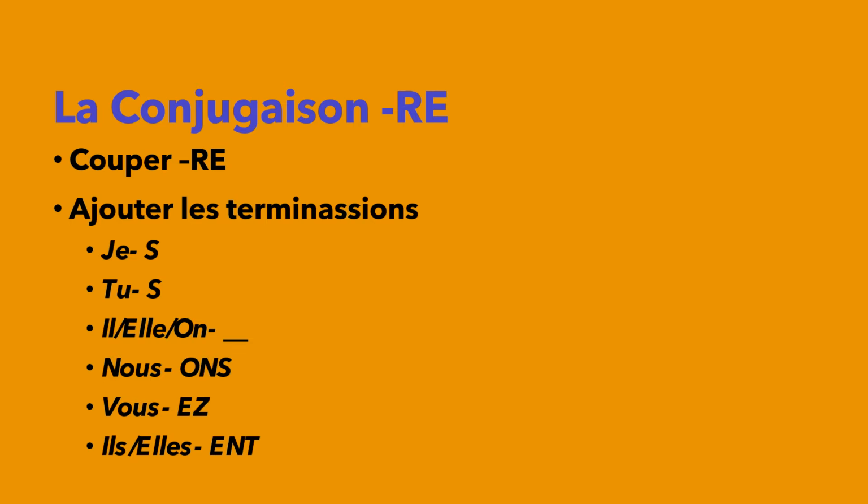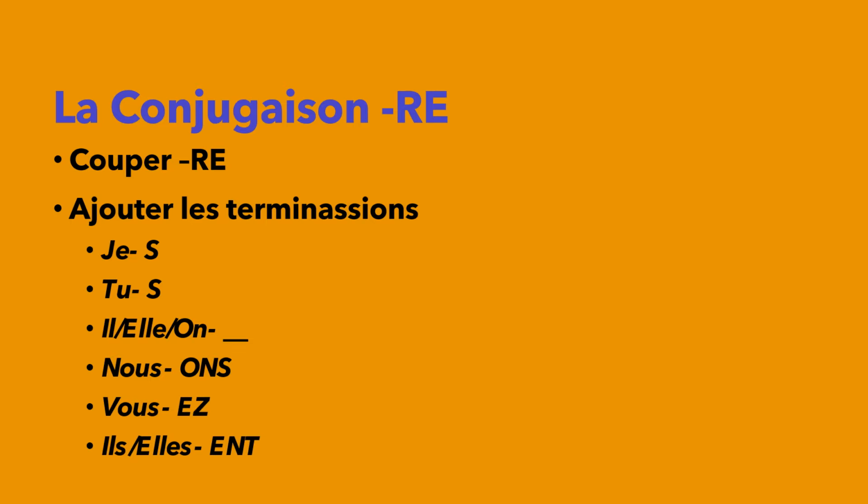So just like ER verbs, first we cut off the RE from the end of it. So the infinitive or the activity form is always going to end with an RE, and then we're going to cut it off. You should always be left with something that has a D. If it does not have a D, it's an irregular verb. That's a clue, so you know don't conjugate it like a regular RE verb.